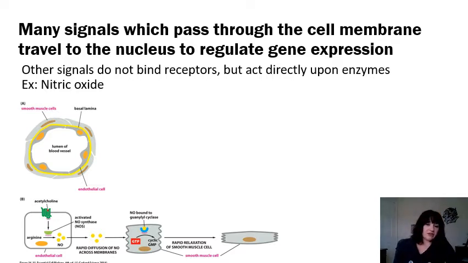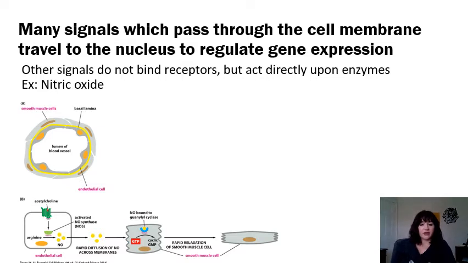In our example with nitric oxide, we can see that a cell, an endothelial cell, can release nitric oxide. In this case, it's releasing it in response to acetylcholine binding, so you can kind of disregard the acetylcholine portion of this. What I want you to notice is that this nitric oxide, this signal, can travel across the plasma membrane. It does not need to bind to a receptor. And its target is an enzyme, guanylyl cyclase.